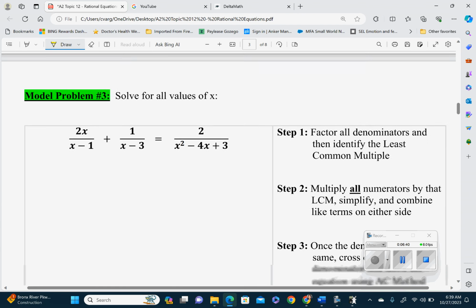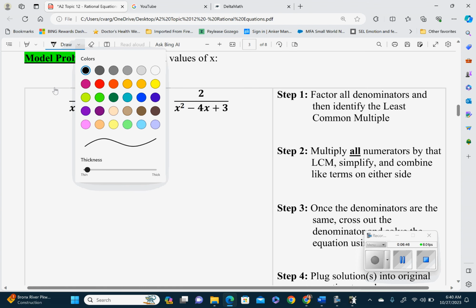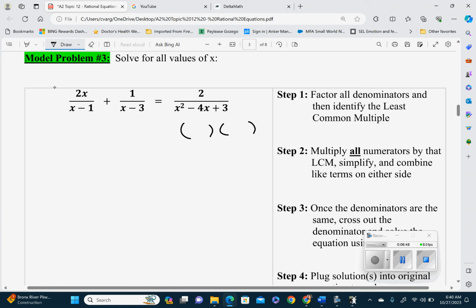All right, model problem 3. So always start out by factoring. So here I have a double bubble here. Chances are these two numbers are what's going to be here. So x minus 3 and x minus 1. Let's see if that works. x times x is x squared. Negative 1x, negative 3x gives me negative 4x. Negative 3 times negative 1 gives me positive 3.